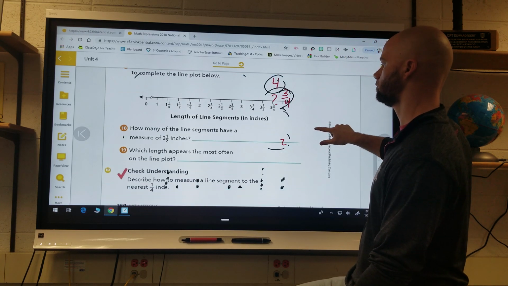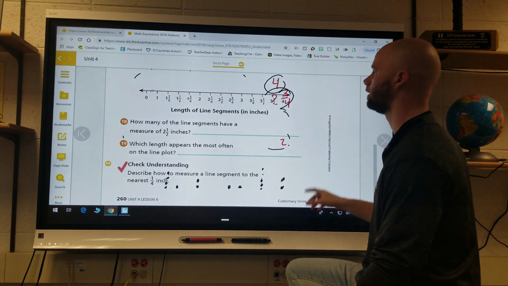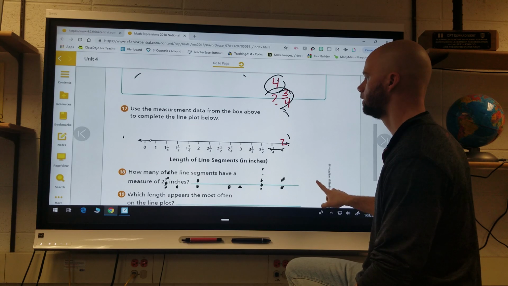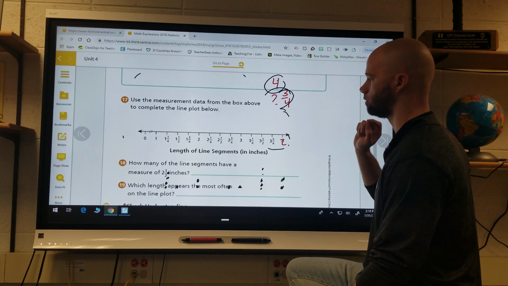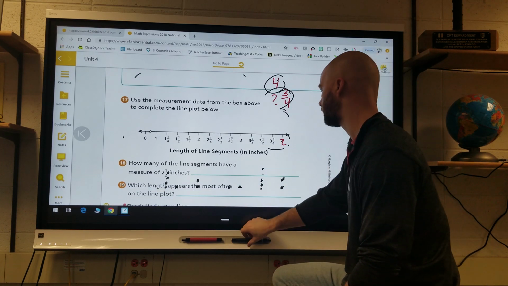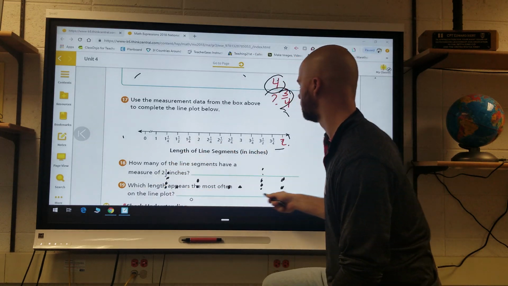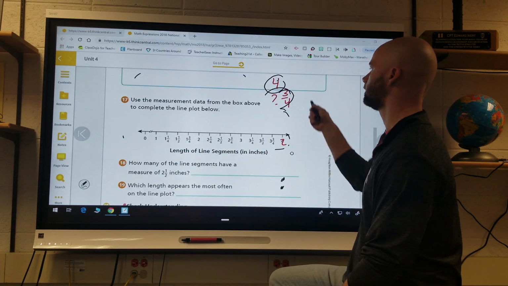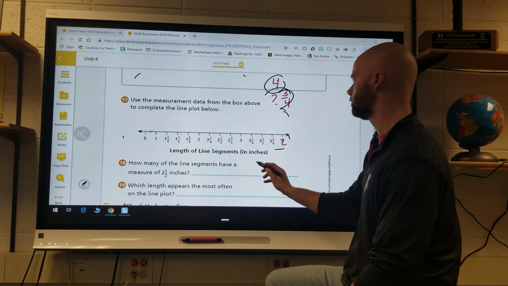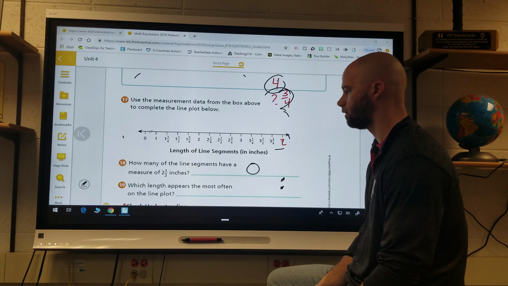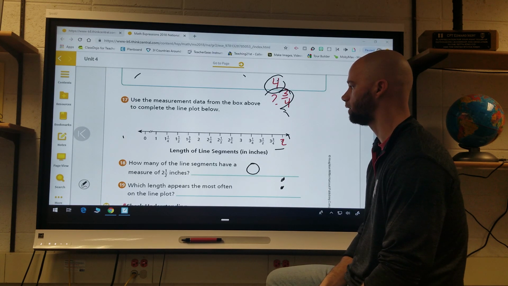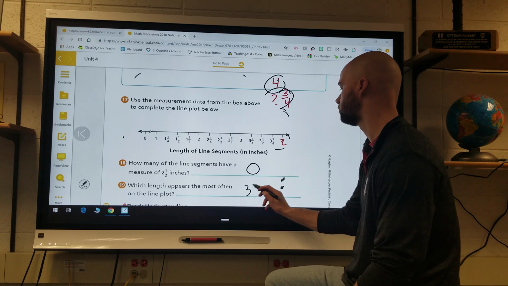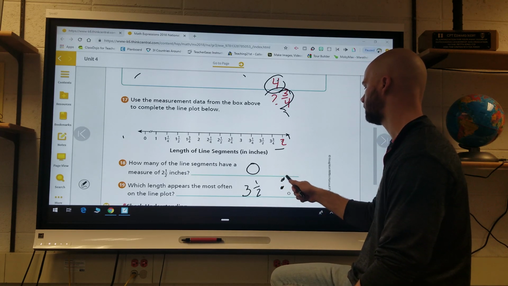Let's head on down. So how many of these line segments measured 2.5? Sorry about that. Shouldn't have taken that away, but I don't think any of them did actually. So if I remember correctly, we can go back in the video if you would like, but I'm pretty sure it was 0. Which length appeared the most often on the line plot? That one was 3.5. I do remember that. That was 5 times. Okay.